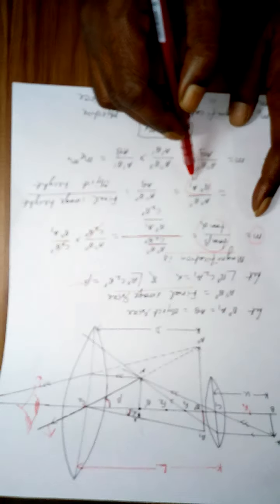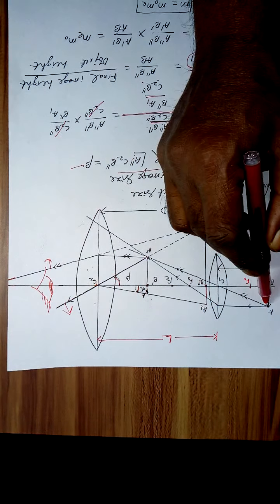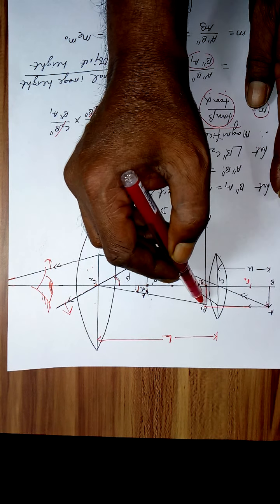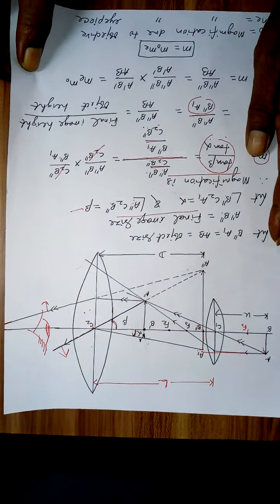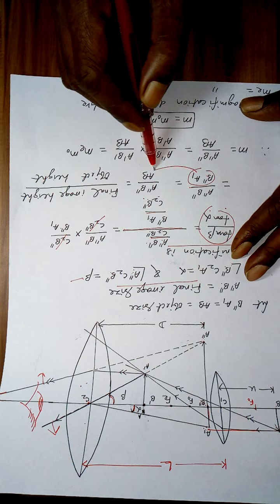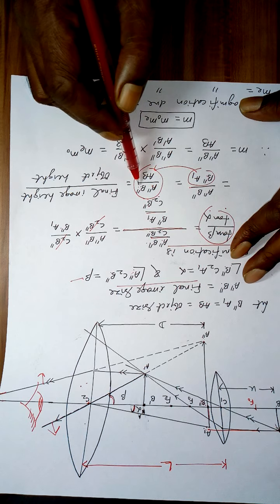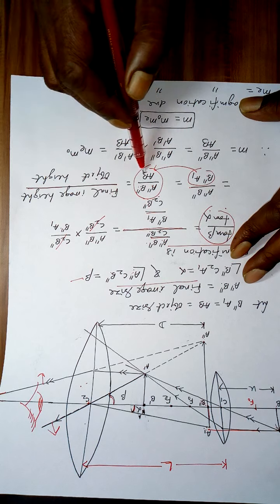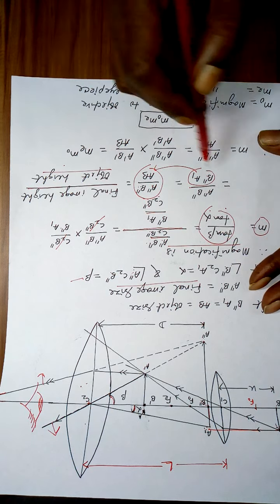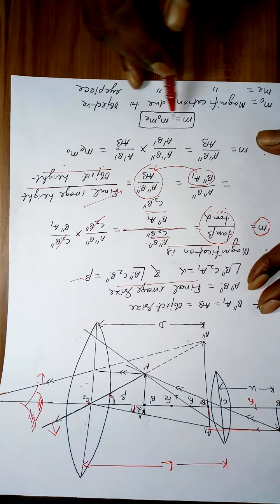Now B double dash A1 is the same thing as length AB. So for B double dash A1 I can write AB. Now look at this. A double dash B double dash is the final image height. AB is the object height. So image height by object height is nothing but magnification. So tan beta by tan alpha gives you the magnification.